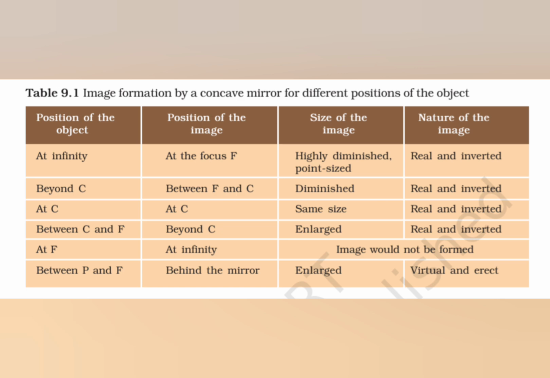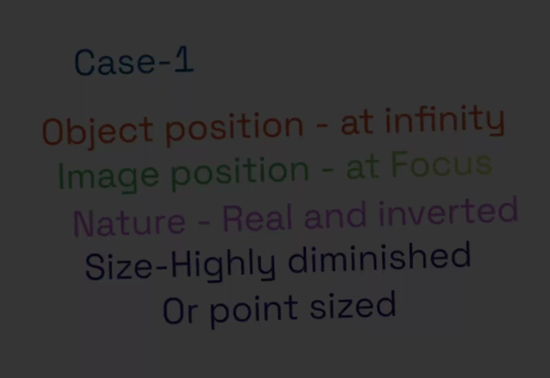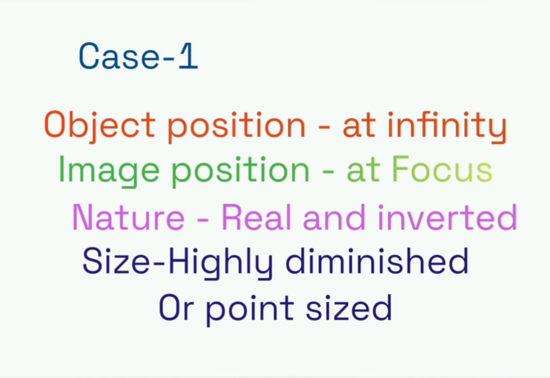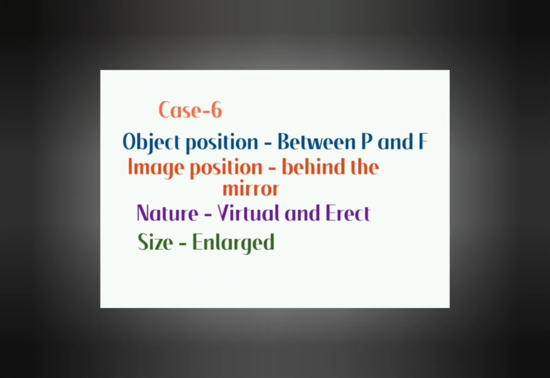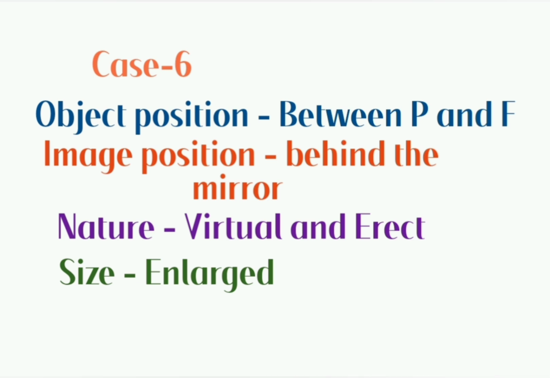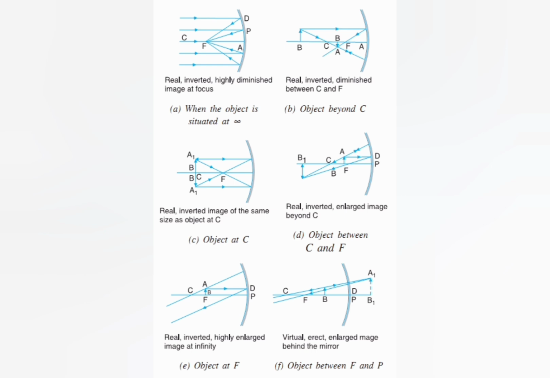Now there is one very important point to remember. To draw ray diagrams easily, you should remember the table given in your textbook. If you remember the table, drawing ray diagrams becomes very simple. In the beginning, you may find ray diagrams a little difficult, but with regular practice, it will become very easy for you. Out of these six ray diagrams, the first case, object at infinity, and the last case, object between focus and pole, are very important from the exam point of view. So make sure you understand and practice them well.